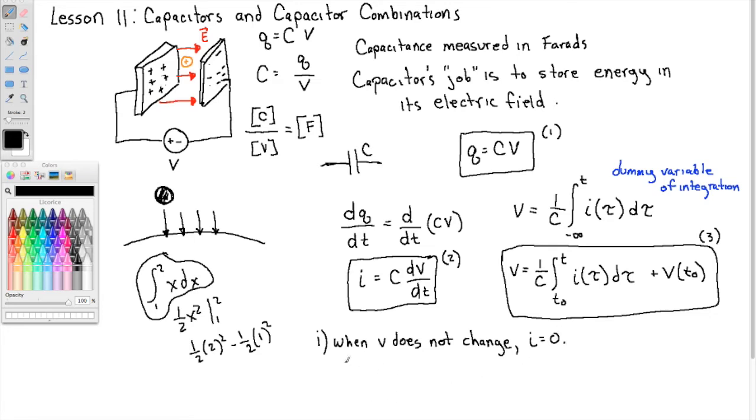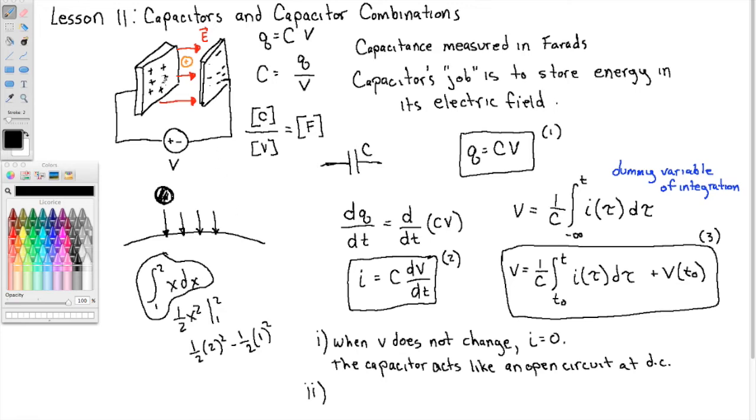That is to say, if V is not changing, we call that a DC circuit. And the capacitor acts like an open circuit at DC. Open circuit because I is 0. It has no current traveling through it. At DC, DC means the voltage is not changing, the current is not changing, etc. So like a 9-volt battery is a DC source. It's 9 volts regardless of what time it is.